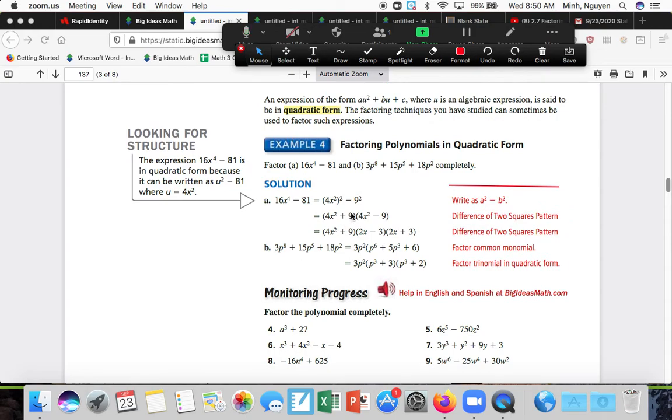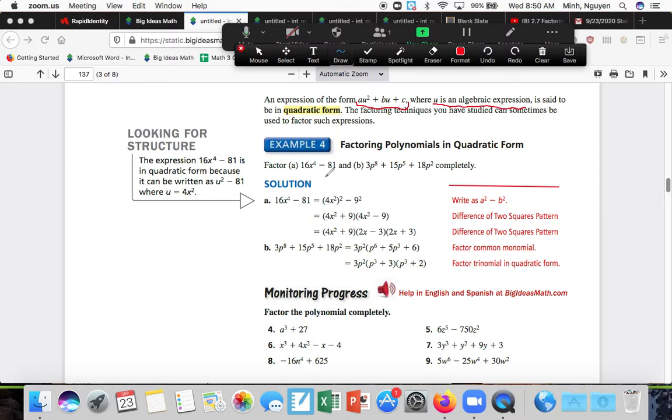All right. Factoring polynomials in quadratic form. An expression of the form au squared plus bu plus c, where u is an algebraic expression, is said to be in quadratic form. So the very first time you learned how to factor polynomials, you learned something like ax squared plus bx plus c, right? The standard form of quadratic. This looks exactly the same, except instead of x, we use u. And we also tell you that u is an algebraic expression.